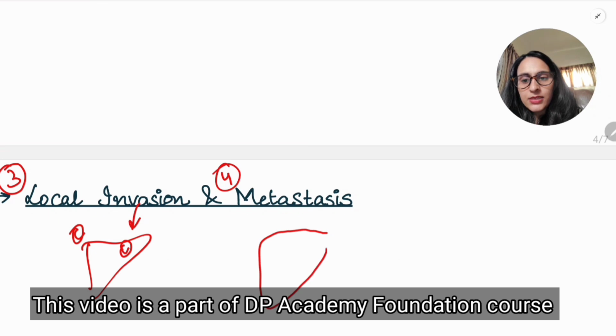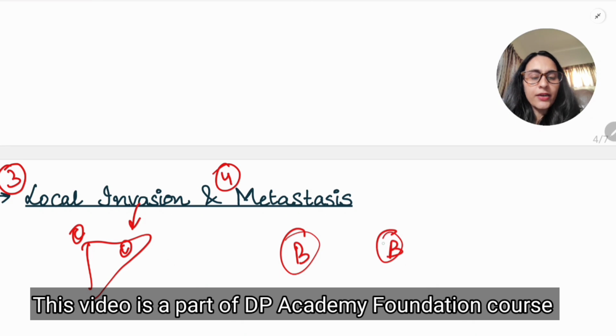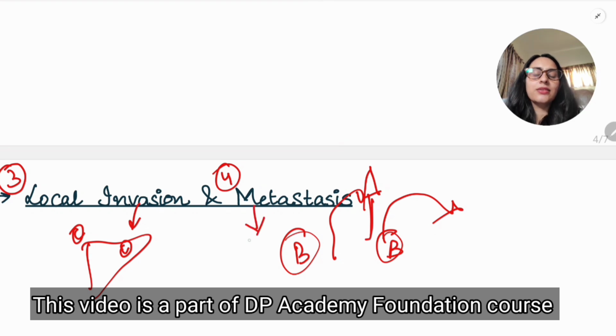Metastasis is, let's take the breast. If this is a breast cancer, when it invades other tissues, for example, it goes to the lung, it goes to the ovary or anywhere, then we can say that there is metastasis of the cancer. That means it is going to a far away place. That is metastasis. Local invasion means you are traveling in the local area.